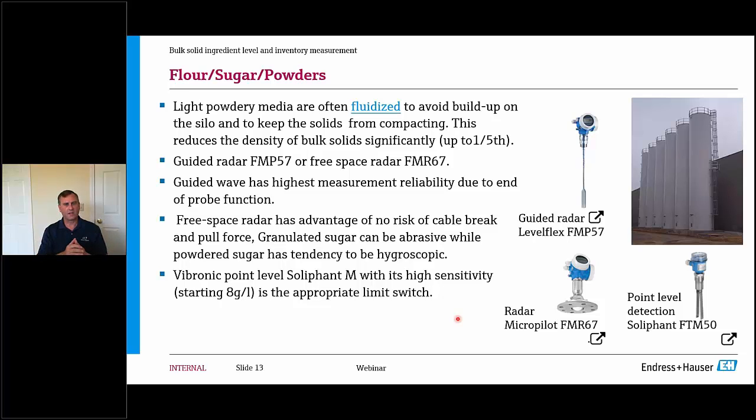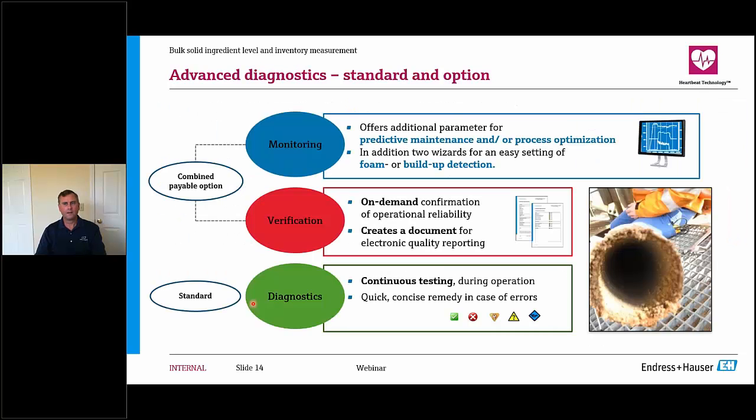For point level, generally it's a very simple choice, especially for light, fluffy media like fluidized beds, where you have a very low bulk density. The tuning forks are generally what we use there, but there's a couple of different versions that you can use to go to very, very low bulk densities. In dusty environments as well, this is where we may want to utilize some of the advanced diagnostics.